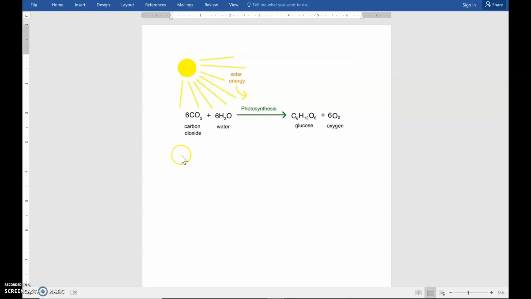Hello, this is a review that you should be watching if you're wanting to retake the photosynthesis quiz. So we're just going to go through some of the key concepts that you should have learned this past week about photosynthesis. To start, we have the equation here on my screen.